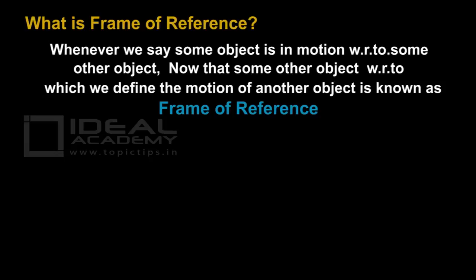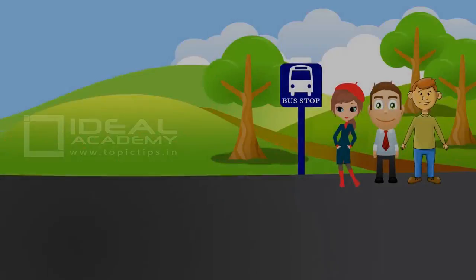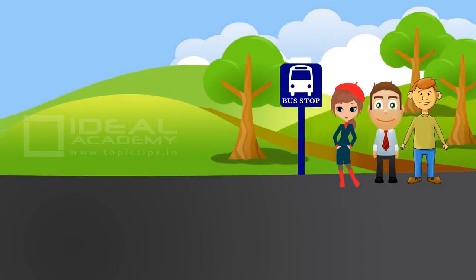Friends, let us take an example. When you see this example, you will understand more about what a frame of reference is. Let us suppose we have 3 people waiting at the bus stop. What do we see from this picture? We see that 3 of them are at rest. They are at rest with respect to ground. Yes. Normally we take the ground as the frame of reference. So these 3 people are at rest with respect to ground.